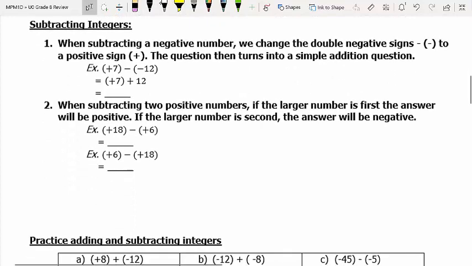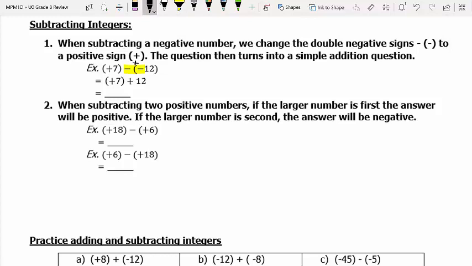Let's look at subtracting integers. So when you're subtracting a negative number, you're always going to have two negative signs right beside each other with no number in between. So when this happens, you can simplify that, right? Two negatives become a positive.